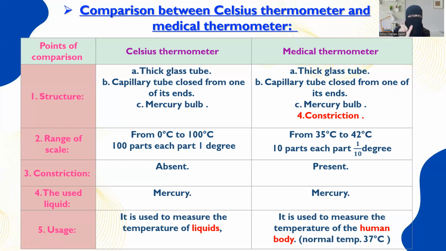The usage of each one: you can use the medical thermometer for human body temperature, but the Celsius thermometer for liquid temperature. So you can know the body temperature by the medical or clinical thermometer. But the Celsius thermometer you can use for measuring the temperature of liquids or the weather around you.